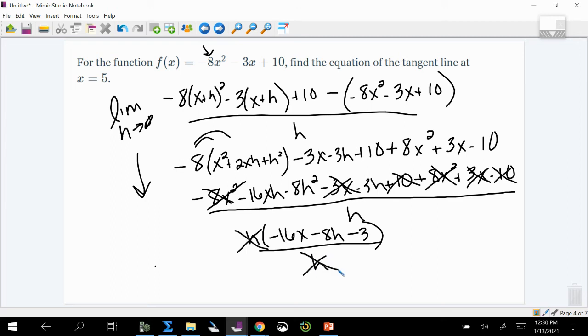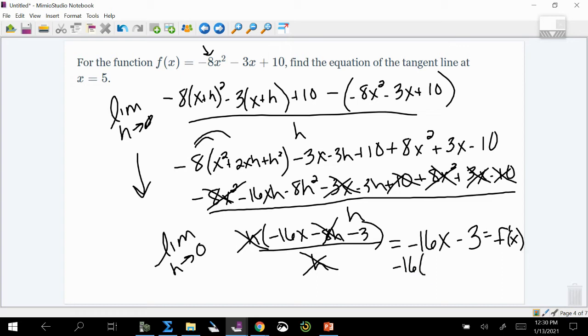And then finally, I want to take the limit of whatever is left as h goes to 0, which will wipe out this term. So when all that is said and done, we get negative 16x minus 3. That is referred to as the derivative of the function, the equation for how we find the slope of a tangent line.